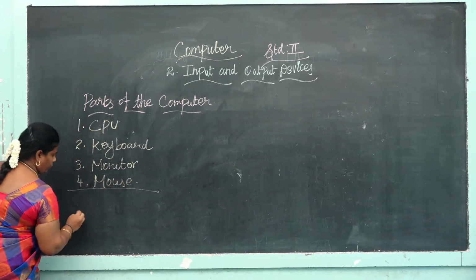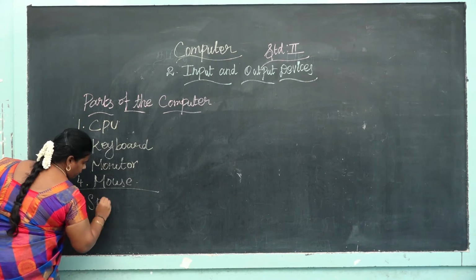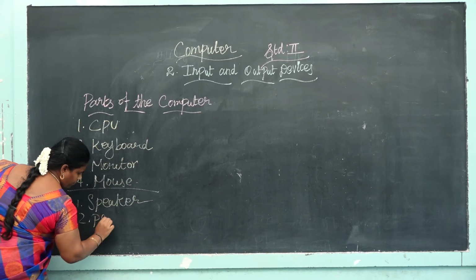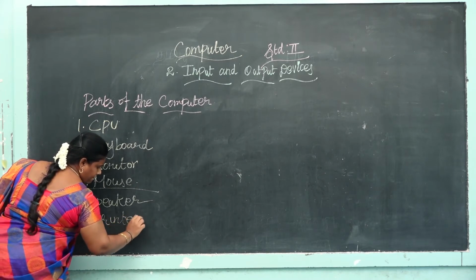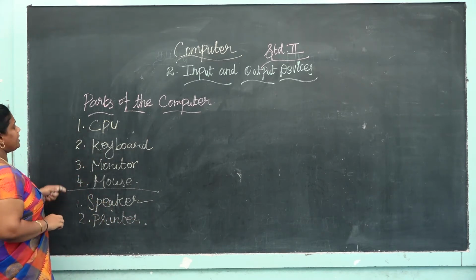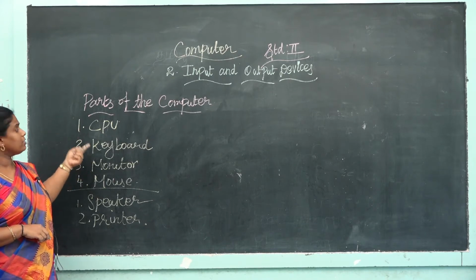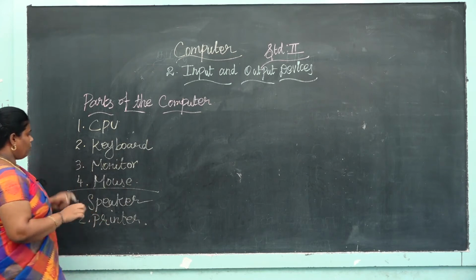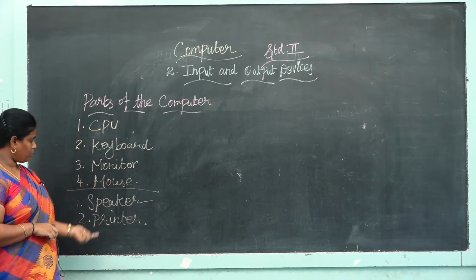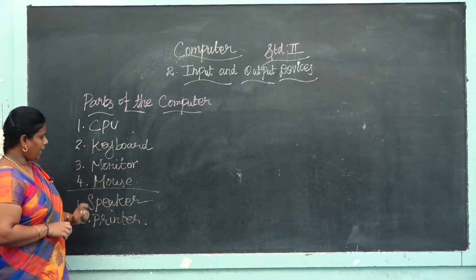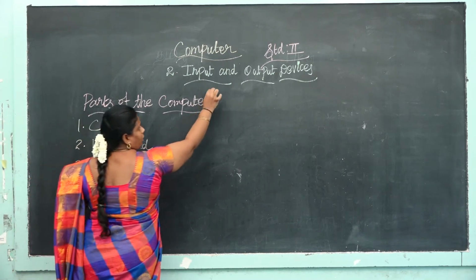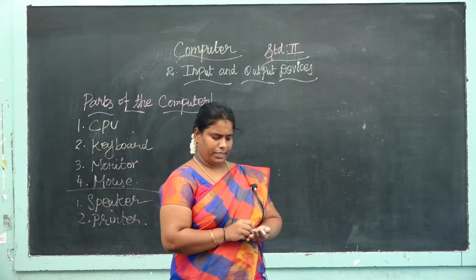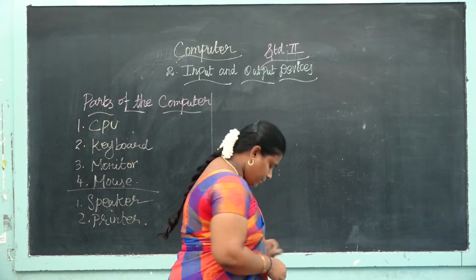What are the additional parts of the computer? Speaker and printer. So these are the parts of the computer. First one CPU, second one keyboard, third one monitor, fourth one mouse. Additional parts: speaker and printer. Now we are going to see what are input devices.